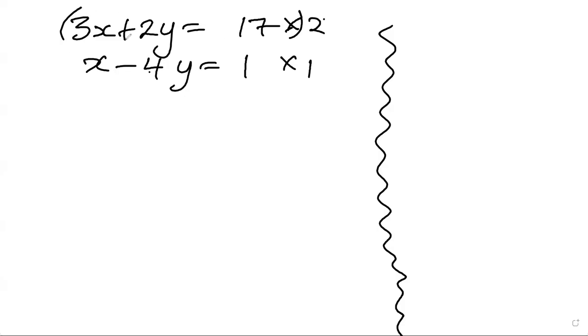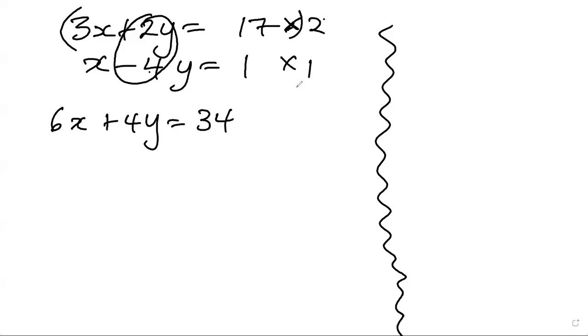So 2 times 3, 6x. 2 times 2, 4y. So when you multiply, you can't just multiply one term, even though we want them to be the same. We still have to multiply everything because it's an equation. 2 times 17, 34. And then we multiply everything by 1. 1 times x, x. 1 times negative 4y, negative 4y. 1 times 1, 1.